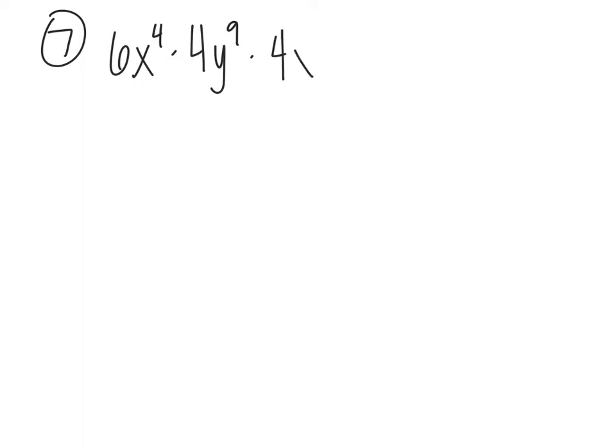Number 7, 6x to the 4th times 4y to the 9th times 4x to the 5th. Alright, all the coefficients you multiply. 6 times 4 times 4. I get 96. Add the exponents on the x's, and it's x to the 9th, and then y to the 9th. Oh, that's 96, which is D.